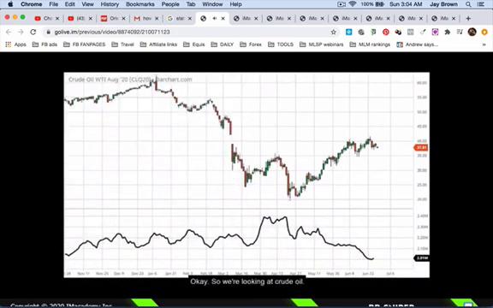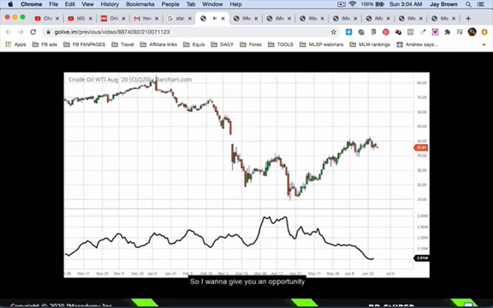Okay, so we're looking at crude oil, all right, and currently this is the August of 2020, and that's the symbol CLQ20. And if you're viewing this in a few months from now, that symbol may not be available. But at the time of this recording, on July 5th, 2020, that is the current symbol.